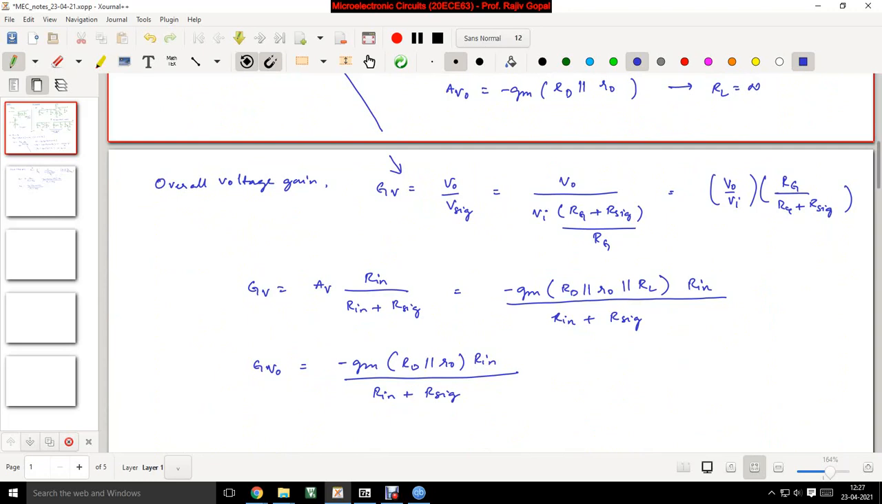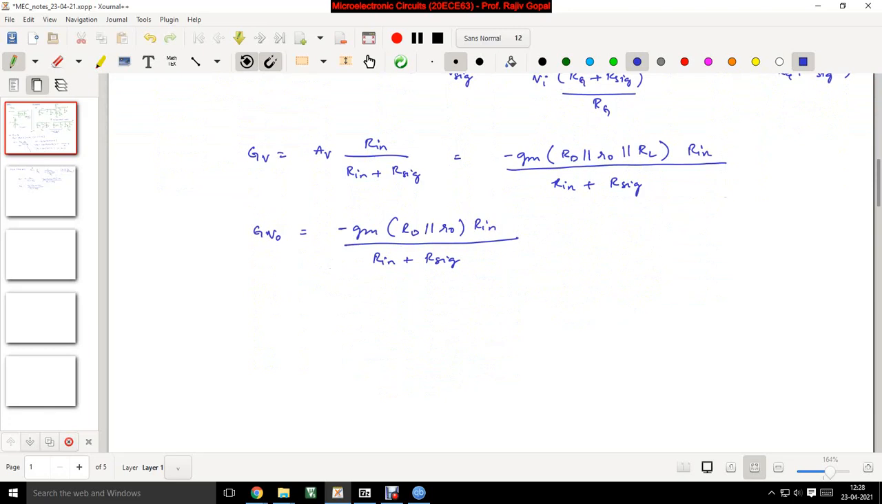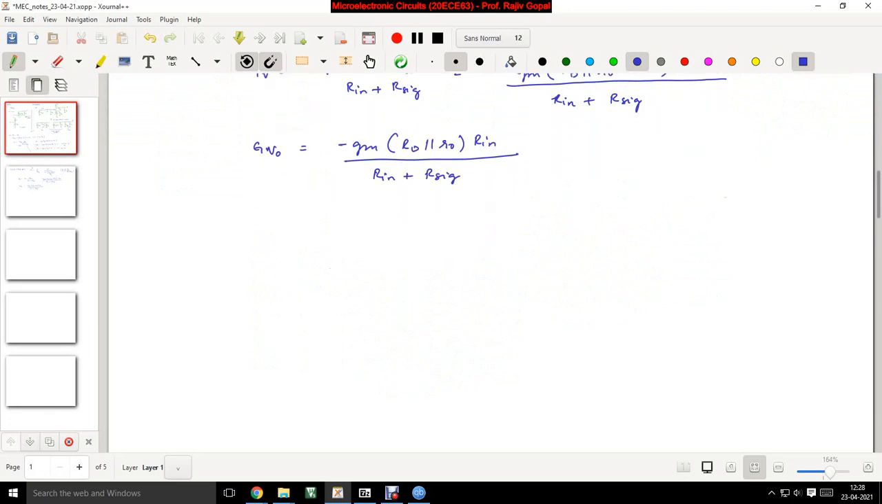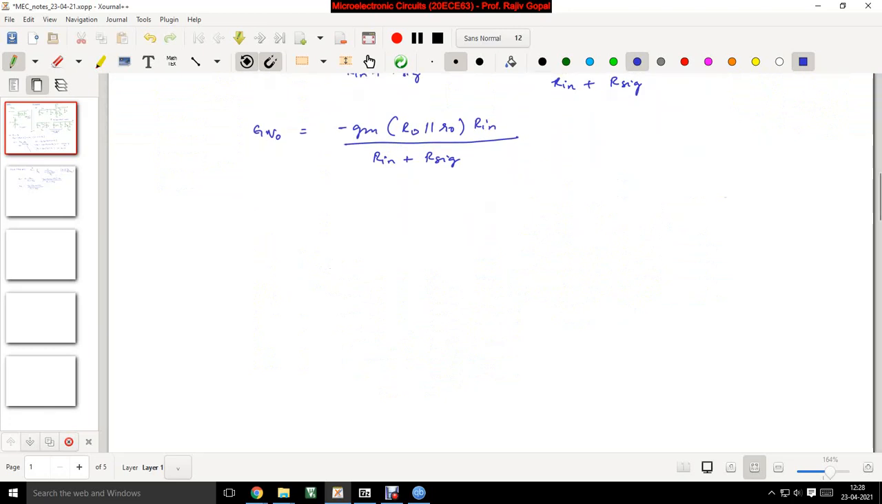And if I remove RL from the GV expression, I get GV naught. Same thing for AV and AV naught also. So no need to memorize all this. Just a simple flow for you to remember. Okay, so let us move on.